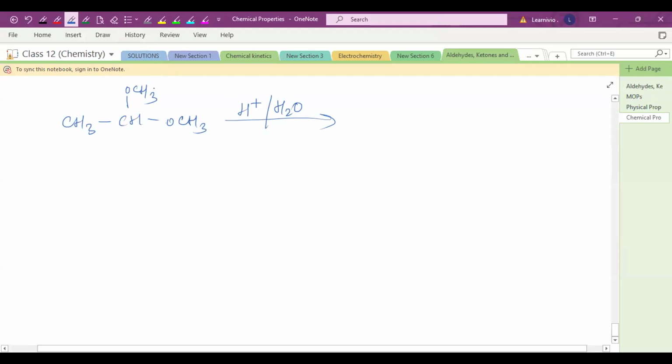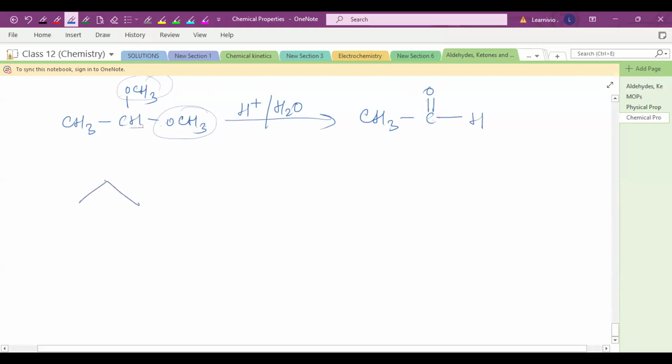So what happens? This whole group, the OCH3 group, both the methoxy groups will be removed and you will get a CH, and here you attach oxygen. You just add the O group and make it a carbonyl, and the H is already there on this carbon. We will get the parent aldehyde.